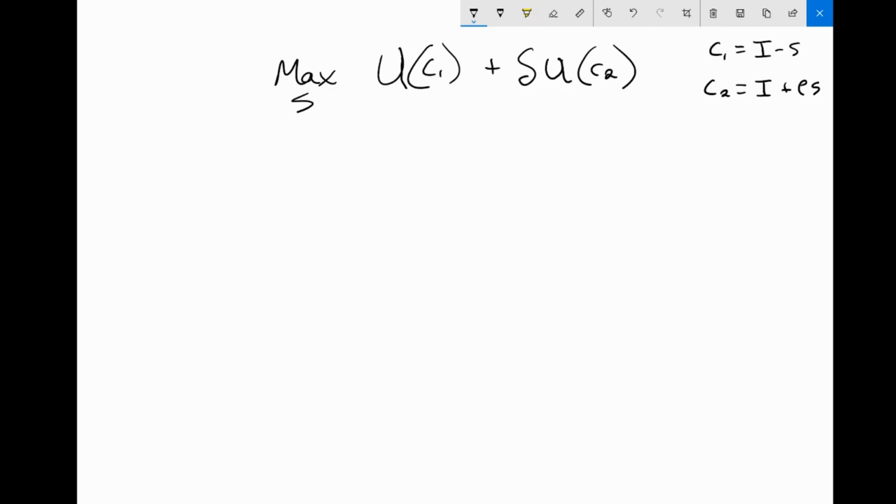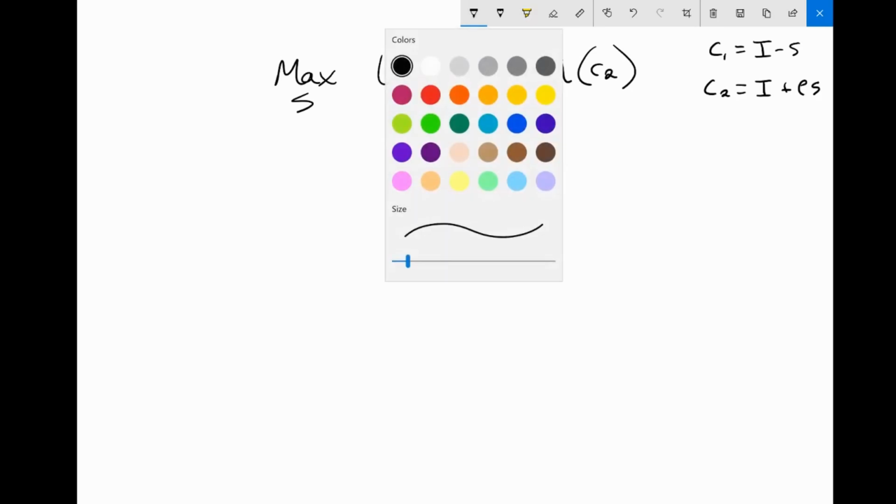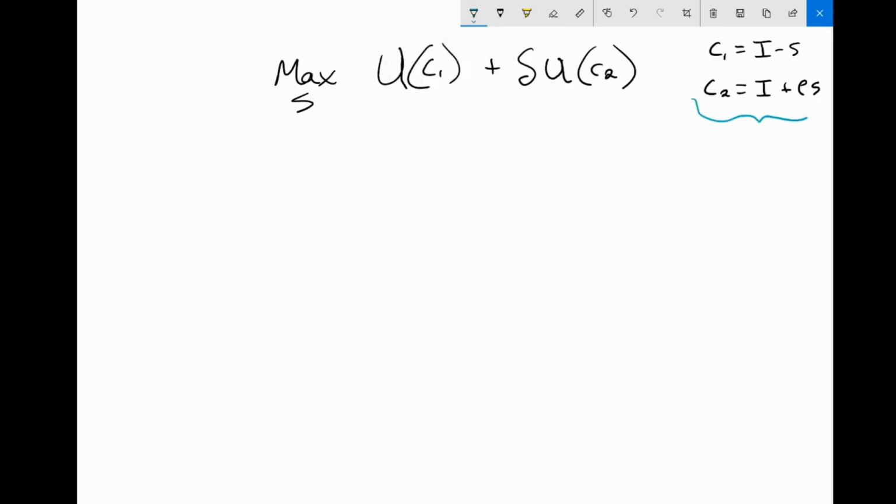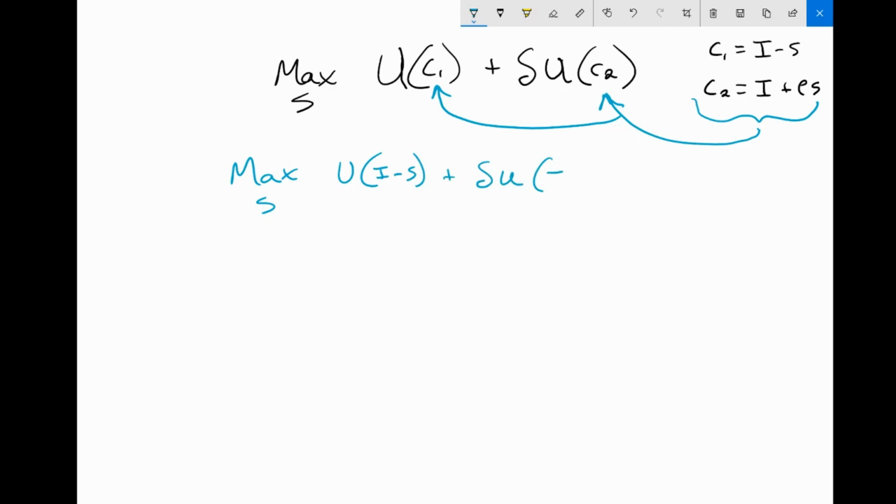We got our first order condition. Now I want to go into some greater detail. I want to take these and plug them in, and we'll get some greater detail into what this looks like. So let's plug this in and then solve it again. Max over S of U of I minus S plus delta U of I plus rho S. All right, so now I'm going to solve it again.